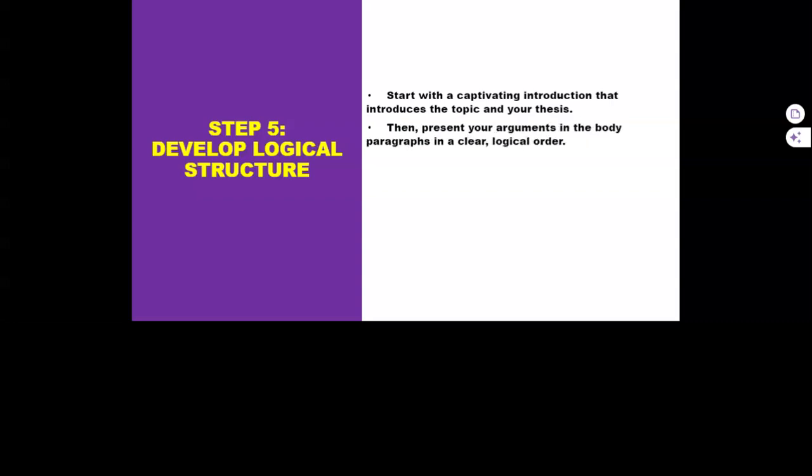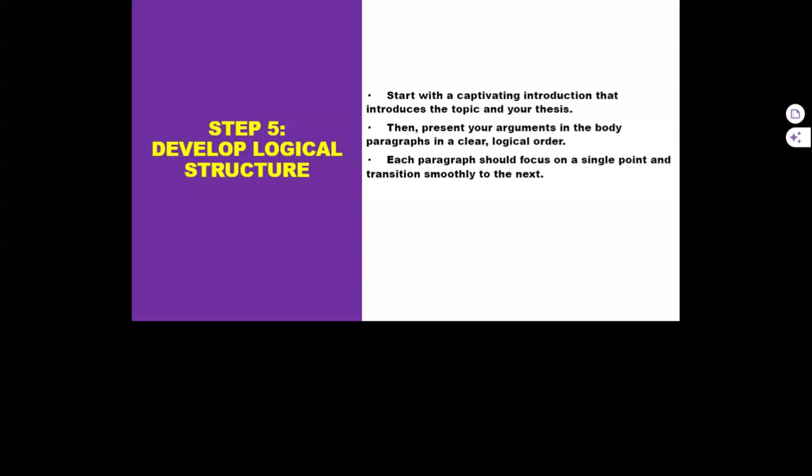So after starting with a captivating introduction, by the way, the introduction is contained in the first paragraph, and that is where you also state your thesis statement. Then present your arguments in the body paragraphs in a clear, logical order. So that is the way to develop logical structure.